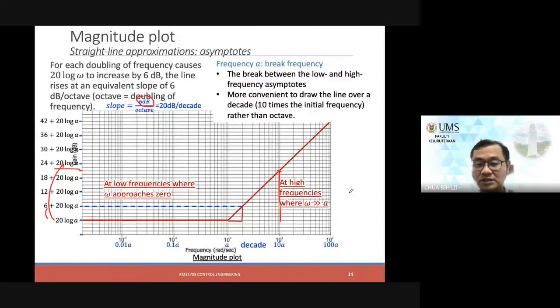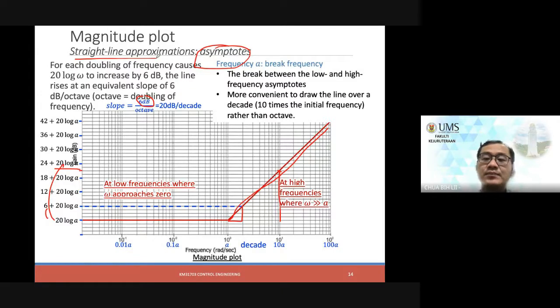So this 100, it will give you roughly 40, right? 20 should be 40. I guess yes, 40. Maybe my line is not proper, but it's somewhere like this. Maybe this line will be like this, slightly slanted a little bit. So this is how you can draw what we call an asymptote. Asymptote is the straight line approximation.